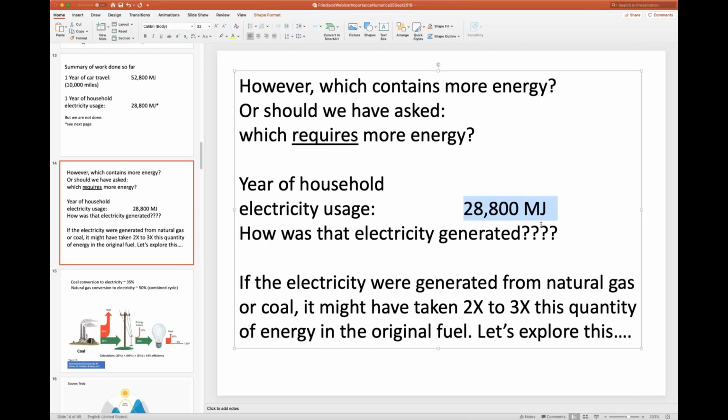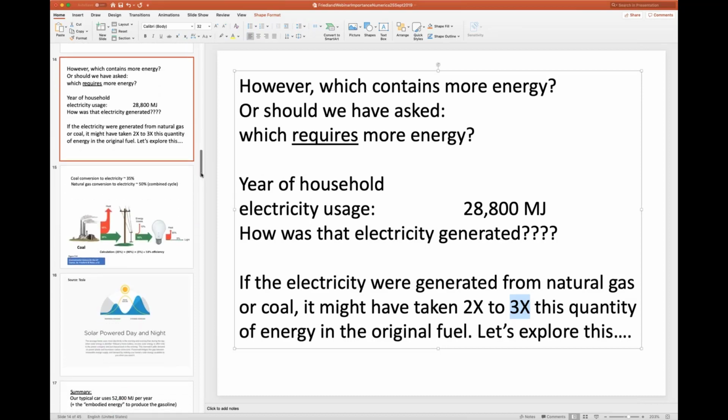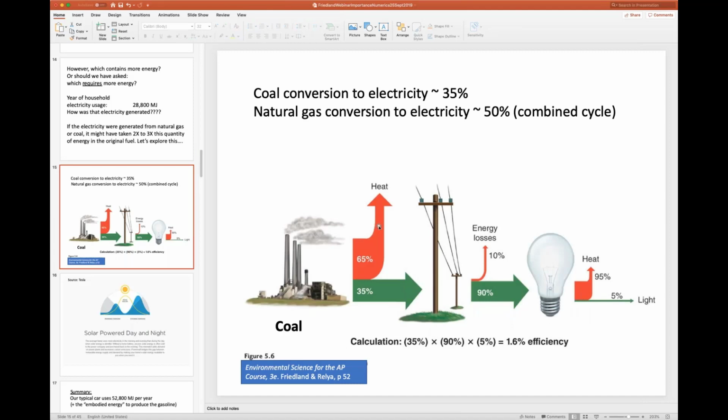And a rule of thumb is that if you generate your electricity with coal, then it might be 3 times this quantity to get that much electricity. So let's explore this. And I like this example because it shows you how maybe you can ask a numerical question and then have a broader synthetic equivalent to a free response question with different things going on. So roughly speaking, coal conversion to electricity is about 33 to 36% efficient.